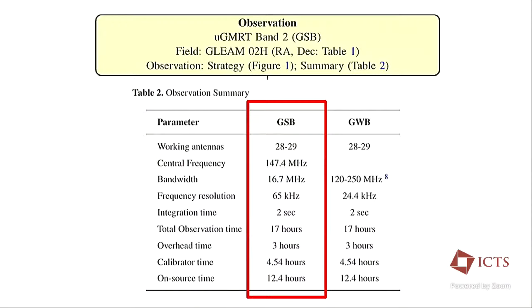And GMRT has these two bands, these two correlators, the software backend and wideband backend. This software backend is what I will focus on. It has a small bandwidth, 16 megahertz. The wideband has 100 megahertz of bandwidth. But this present analysis is only for this GSB data. The total observation, as I said, is 17 hours, and the on-source time is 12 hours.